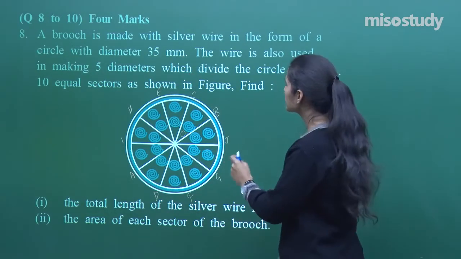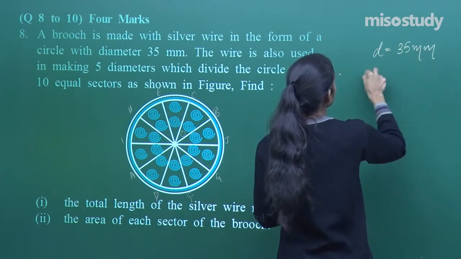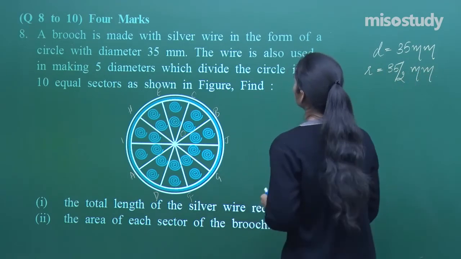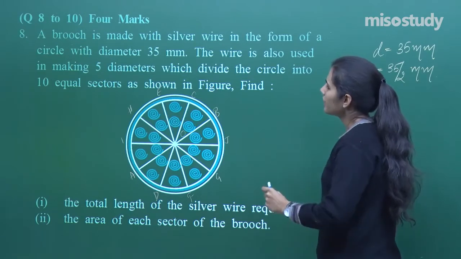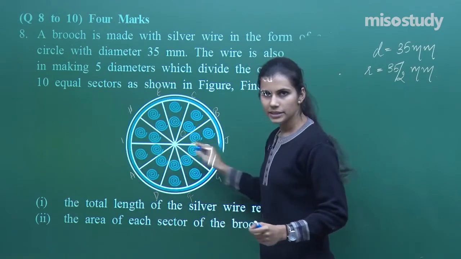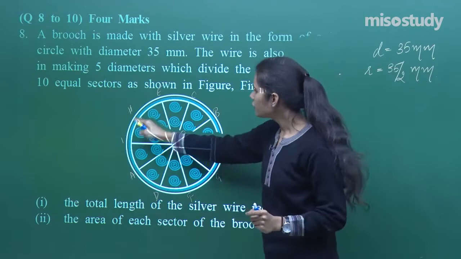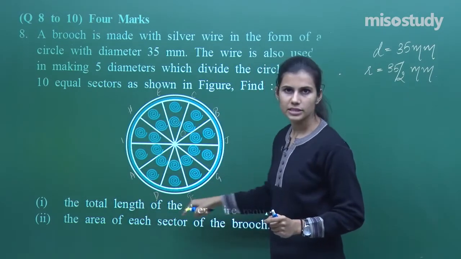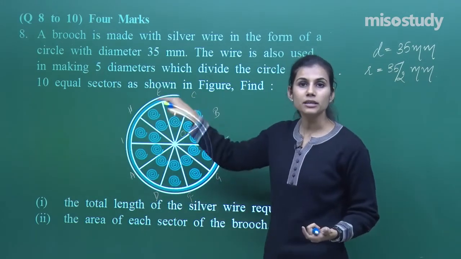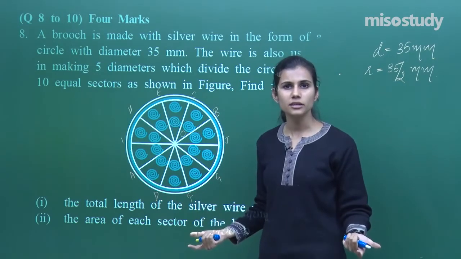So diameter of the circle is 35 mm. That means what is the radius? It is 35 by 2 mm. So a brooch is made with silver wire. Now please see, with the help of that silver wire, I am making these 5 diameters. So I have used the wire in making these 5 segments, and I have used the wire in making the boundary of this circle. How much wire can I say I have used in making the boundary? As much as is the circumference of the circle, right?